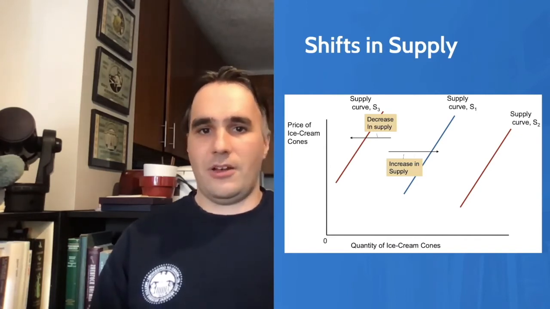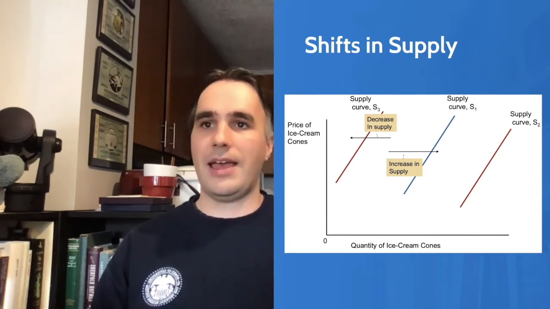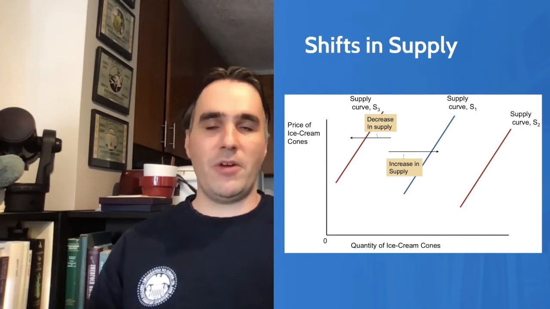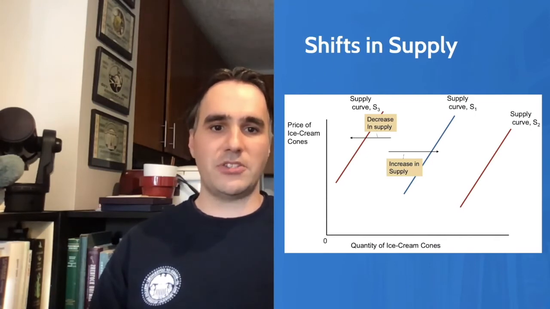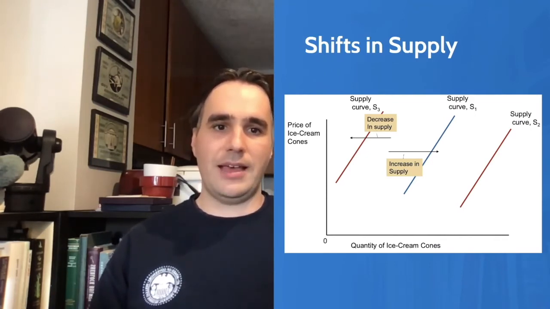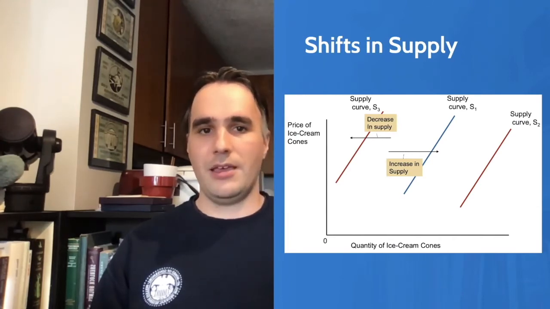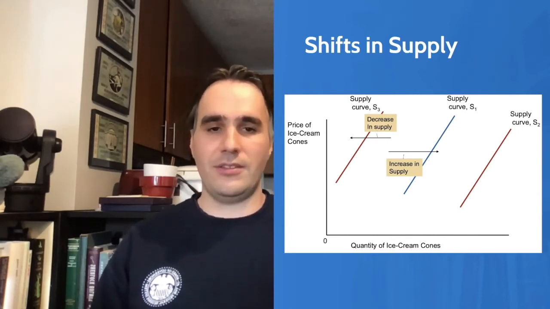The other way is, all of a sudden, let's say your town imposed a much higher minimum wage. If minimum wage goes up, the cost of labor goes up, and the firms might not be willing to supply as many ice cream cones. And so what might happen is that our supply curve shifts from S1 to S3, and we have a decrease in supply, or the supply curve shifts to the left.